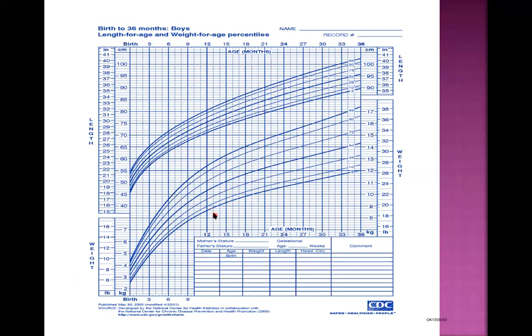Now you may be wondering, what are the different percentile lines here? This is the 5th percentile, this is the 10th percentile, this is 25th, 50th, 75th, 90th, and 95th percentile. If the weight of a baby is between the 5th percentile and 95th percentile, we still consider it normal.